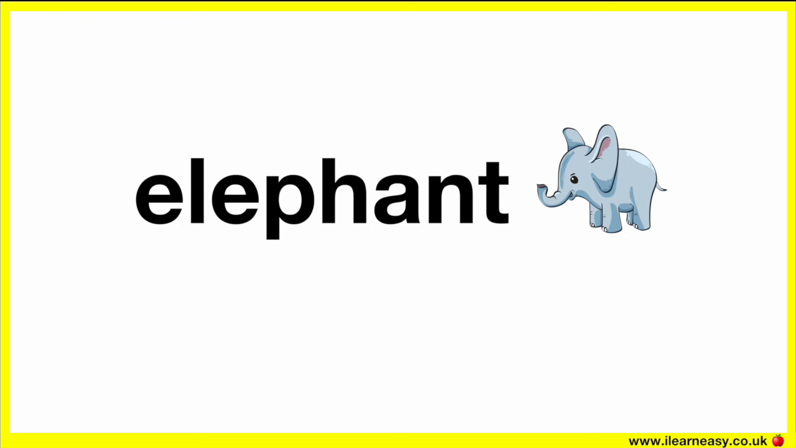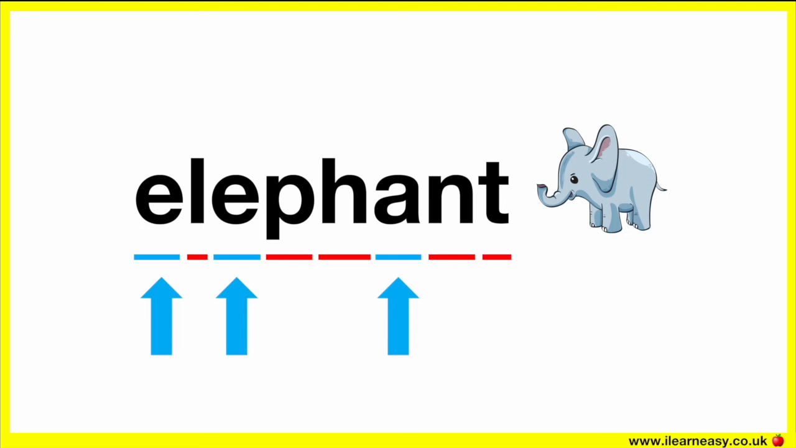Elephant. The letter E is a vowel. The letter L is a consonant. The letter E is a vowel. The letter P is a consonant. The letter H is a consonant. The letter A is a vowel. The letter N is a consonant. And the letter T is a consonant. There are three vowel sounds in this word. Therefore, there are three syllables.